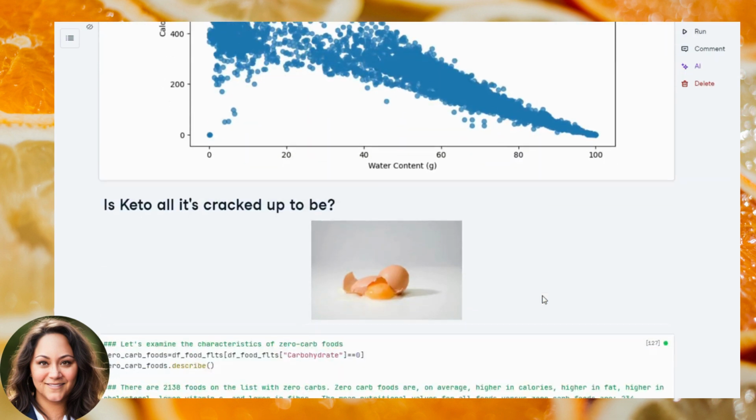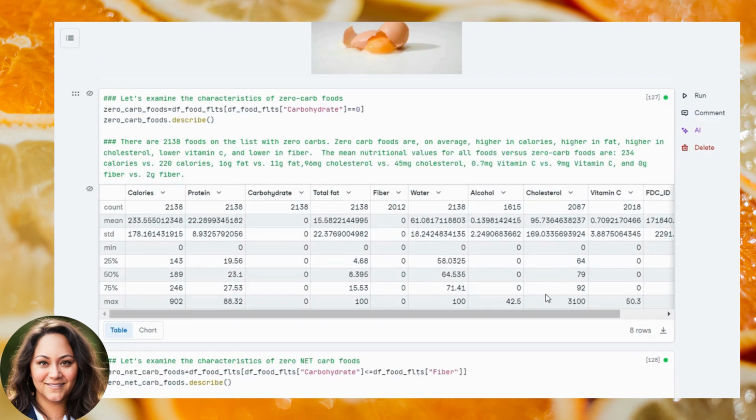Moving on, I examined low-carb foods. I did a subset of zero-carb foods and examined the summary statistics.